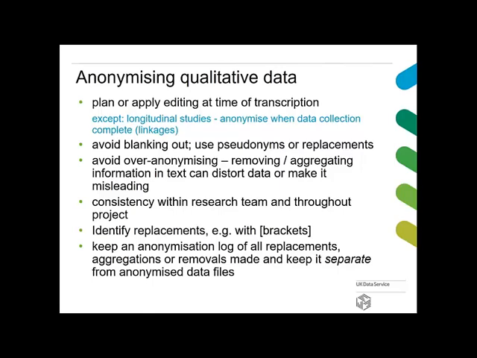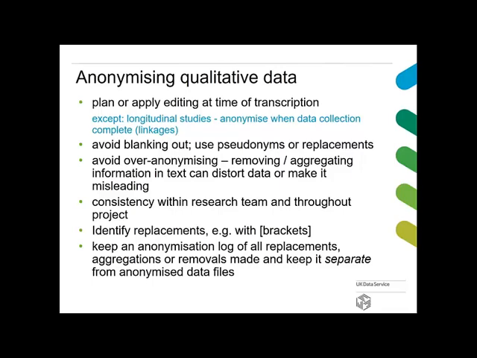Some of the key things to think about here are avoiding this idea of blanking out, so getting a big black marker and blanking out massive parts of text. It's much better to use things such as pseudonyms or replacements, because if there's a big piece of blacked out text, you can't see what that is and understand it, whereas if you put in a different name or something like that, it makes it easier to then reuse the data.